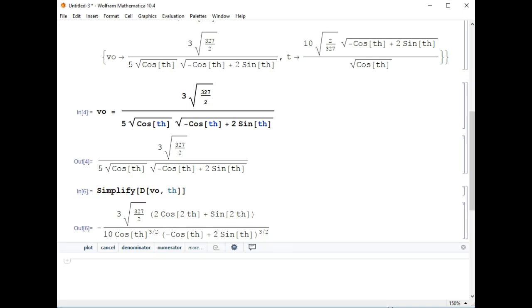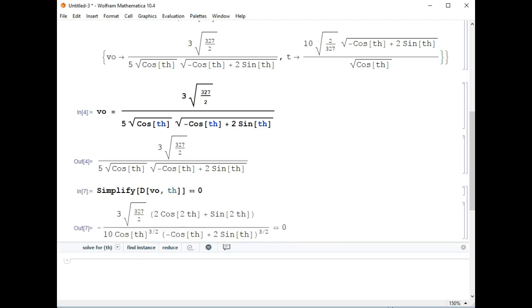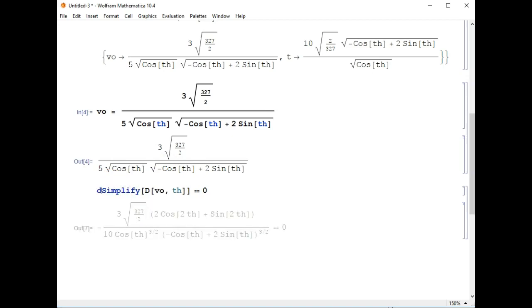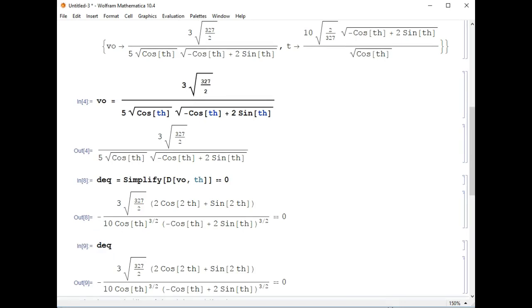What do you want to do once you take a derivative? Oh, you know what? I want to set that derivative equal to 0. This is an equation. I'm going to try and solve for theta. So I'm 2 equal signs. Equals equals 0. So there's my equation. What do you want to do with this equation? I want to solve it, right? So what I'm going to do is I'm going to go up here and I'm going to say, okay, let's call this my derivative equation. So I have a name, derivative equation. So, I'll just show you what happens. The reason I named it that is because I can say DEQ and I get exactly the thing back.